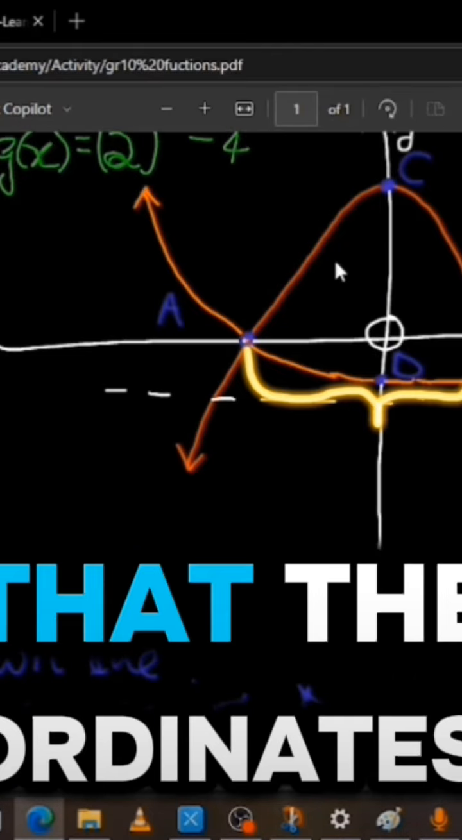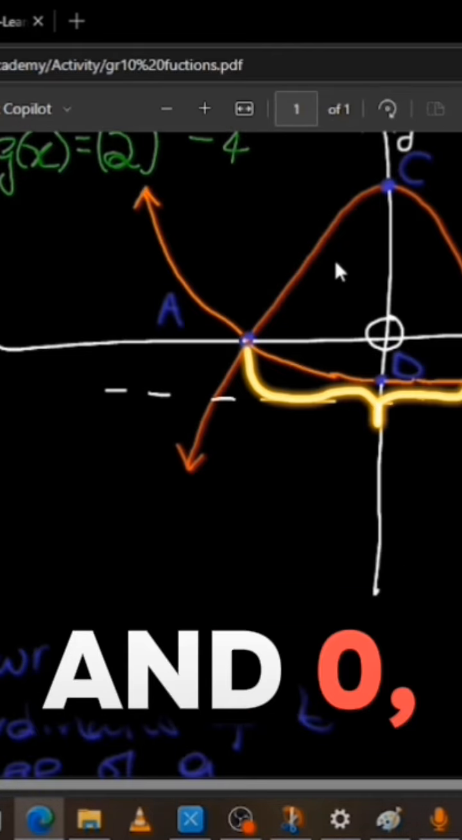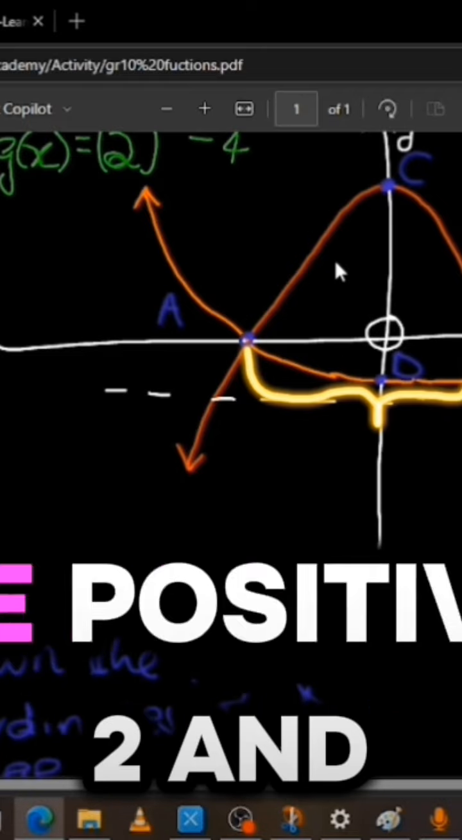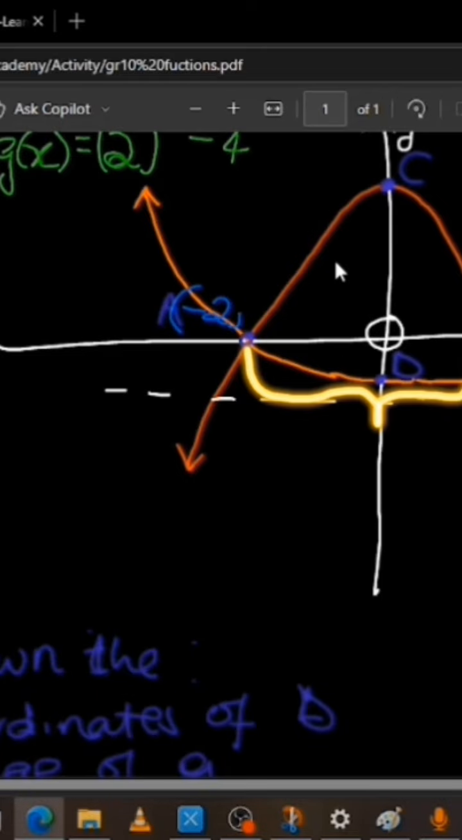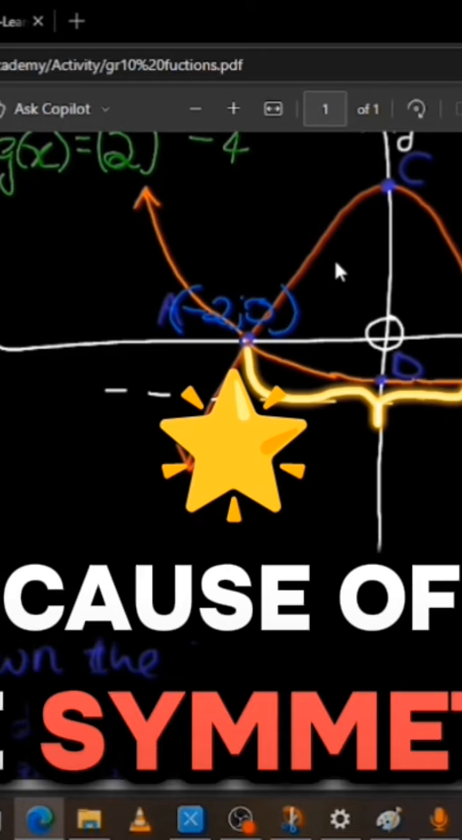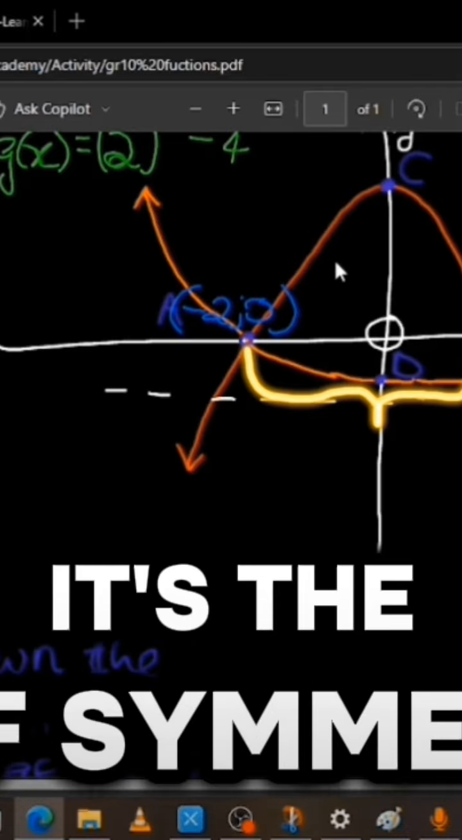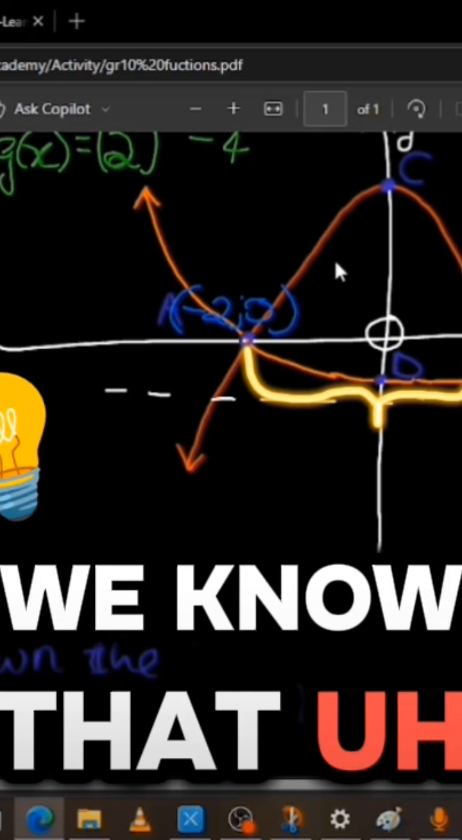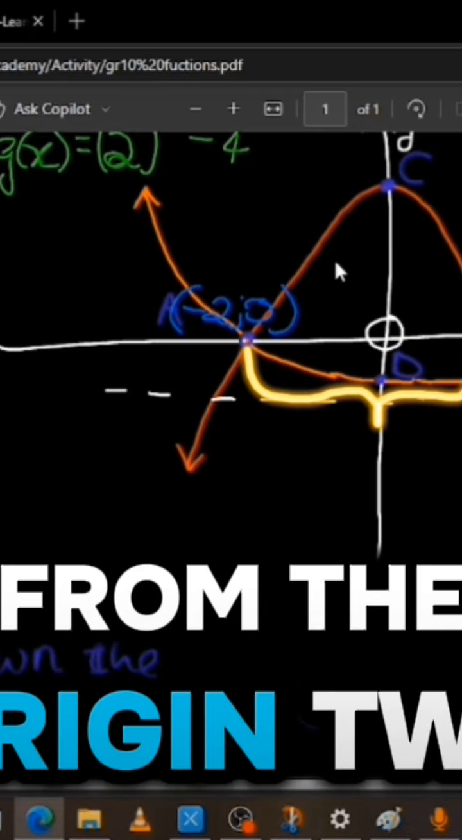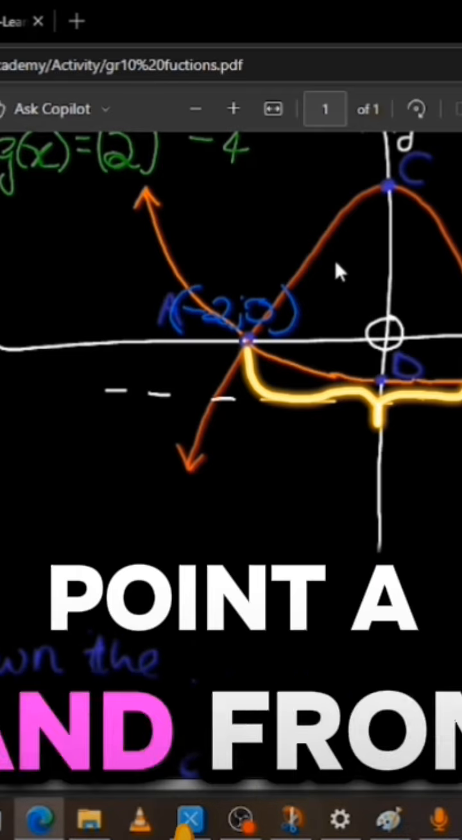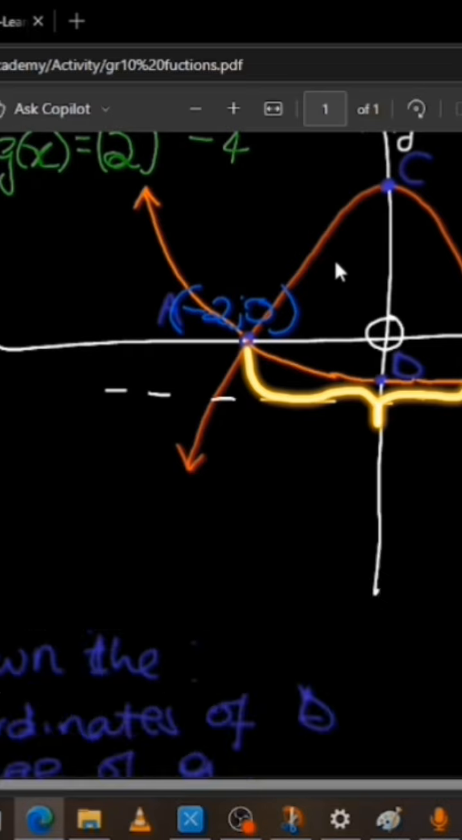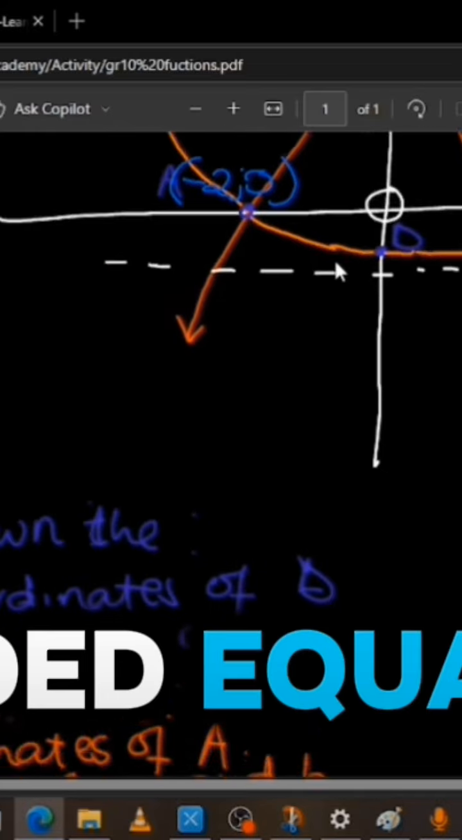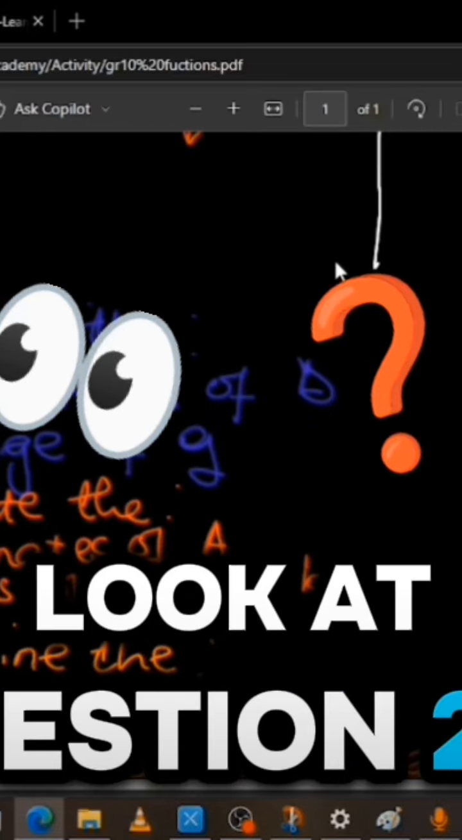Now, since we know that the coordinates of A are negative 2 and 0, this implies that the coordinates of B will be positive 2 and 0 because of the symmetry. It's the axis of symmetry, it's at y equals 0. We know that from the origin to point A and from the origin to point B, the 2 points are divided equally. Now let's take a look at question 2b.